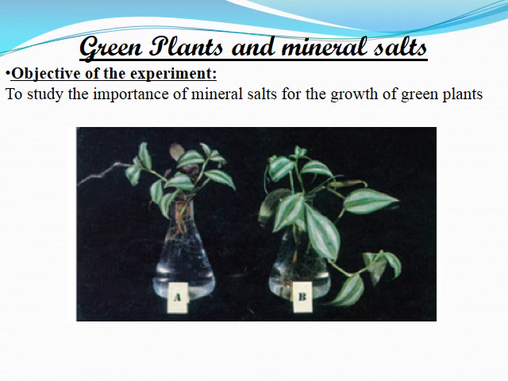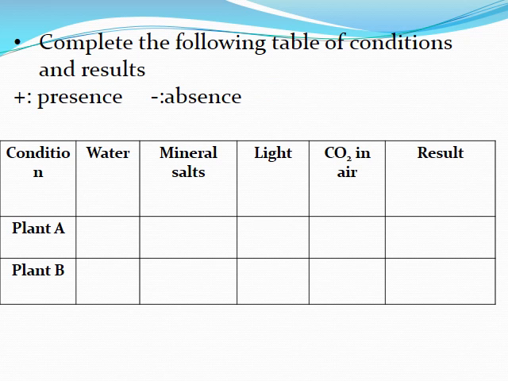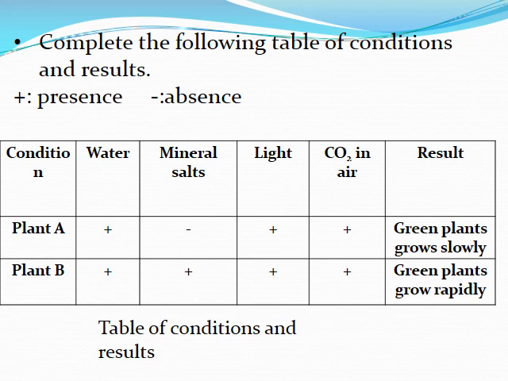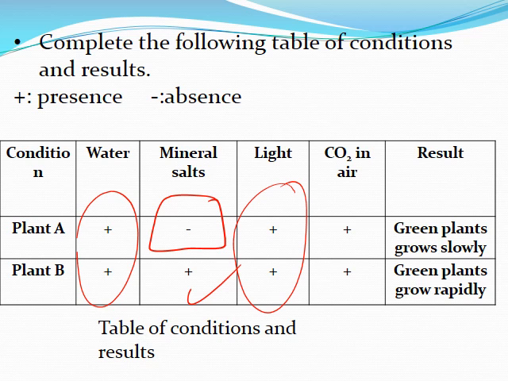Green plants and mineral salt. The objective of this experiment is to study the importance of mineral salts for the growth of green plants. Complete the following table of conditions. Plant A and plant B. Both of them contain water. Plant A has no minerals, while plant B contains minerals. Both of them are exposed to sunlight, and both of them are in open air containing CO2.